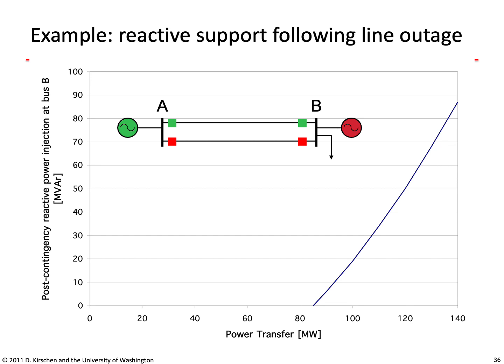So the system operator should have some kind of agreement with the generator at B to make sure that it is capable of providing the megavars needed to prevent a voltage collapse.